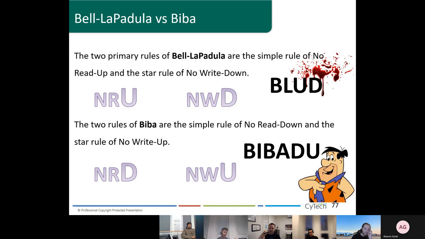Now, there are two rules in each one of them. First is the simple rule. The second is the star rule, up in the sky, star rule. So the simple comes first, star comes later. When you're asked about the star property of Bell-LaPadula, the star is the second one: no write down, NW-D, Blood, all right? That's the star property. The simple property is no read up. And for Biba, the same: star, the latter, and simple, the first. NR-D, Bibadu, NW-U. All right, you see that? Is it clear now?